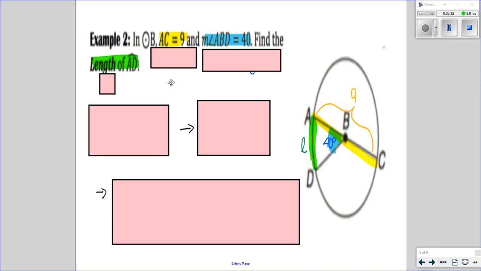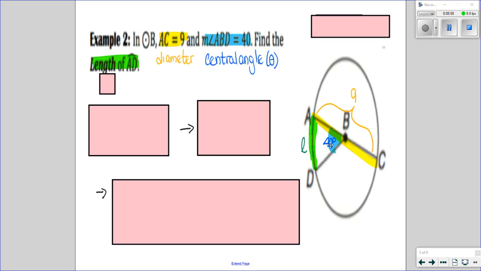Okay, another example. In circle B, AC is 9, that's the diameter. Angle ABD is 40, that's already marked here. And they want us to find the length of arc AD, the one in green. So again, figure out what is the label for each. AC, I mentioned, was the diameter. The central angle is 40, because the central angle is formed where the two radii intersect at the center of the circle, which is the vertex. And the length is L.